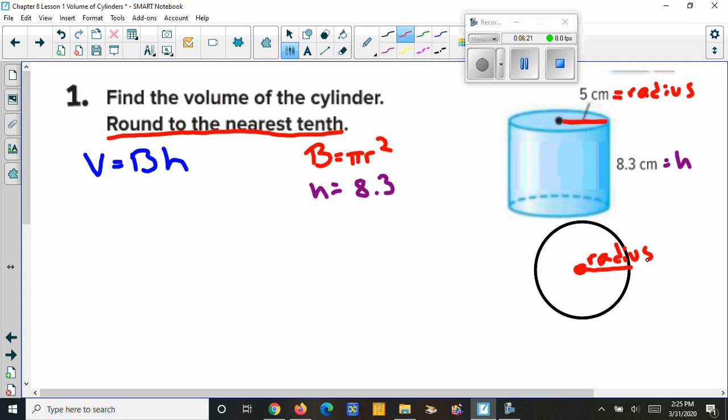And now I can go in and fill in each part. So the volume is equal to, well, the base area is pi times r. What am I replacing r with? I'm replacing r with the 5 for my radius. Do not forget your exponent. And then the very last part is to multiply by h. So I'm going to multiply by 8.3.